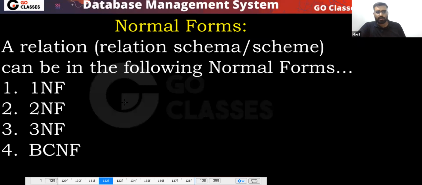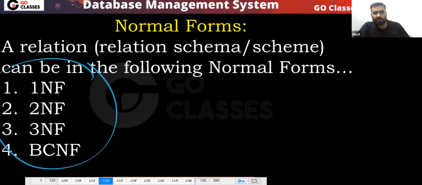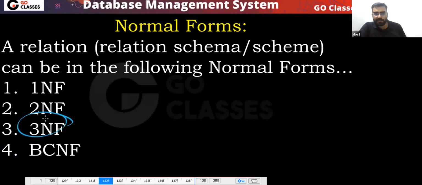Now, a relation can be in many different forms. Depending on the relation, it can be in these forms. For example, it may be in 3NF or it may not be in 3NF. It may be in 2NF, it may not be in 2NF. So a relation, or relation schema, can be in the following normal forms: 1NF, 2NF, 3NF, 4NF. Let's study what these normal forms are and how we can decide if a relation is in these normal forms.